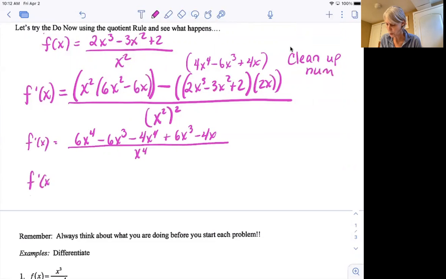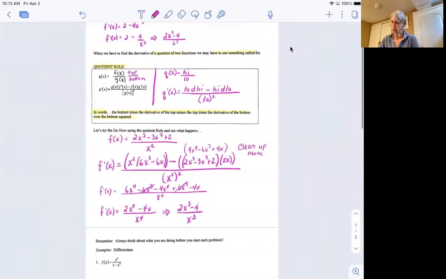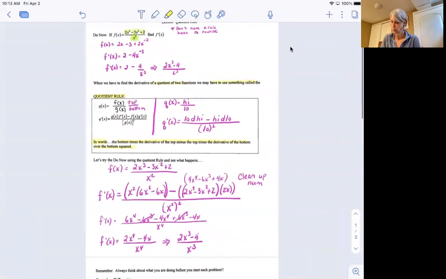Combine like terms in the numerator. 6x to the fourth minus 4x to the fourth, 2x to the fourth. Those cancel out, minus 4x over x to the fourth. I can cancel an x, and I get 2x cubed minus 4 over x cubed. And if you see, we get the same answer.